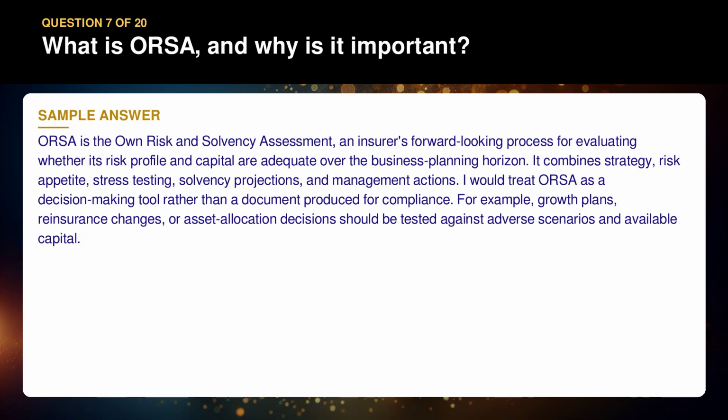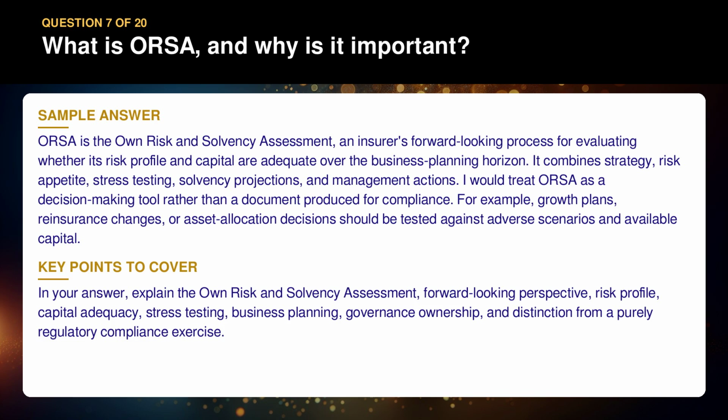For example, growth plans, reinsurance changes, or asset allocation decisions should be tested against adverse scenarios and available capital. In your answer, explain the Own Risk and Solvency Assessment, forward-looking perspective, risk profile, capital adequacy, stress testing, business planning, governance ownership, and distinction from a purely regulatory compliance exercise.